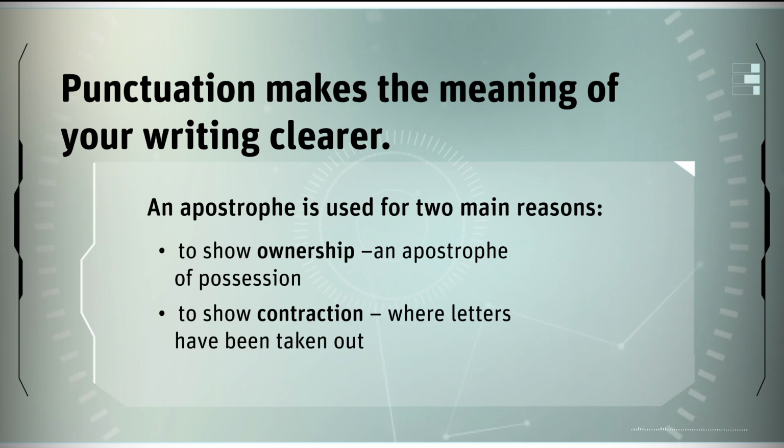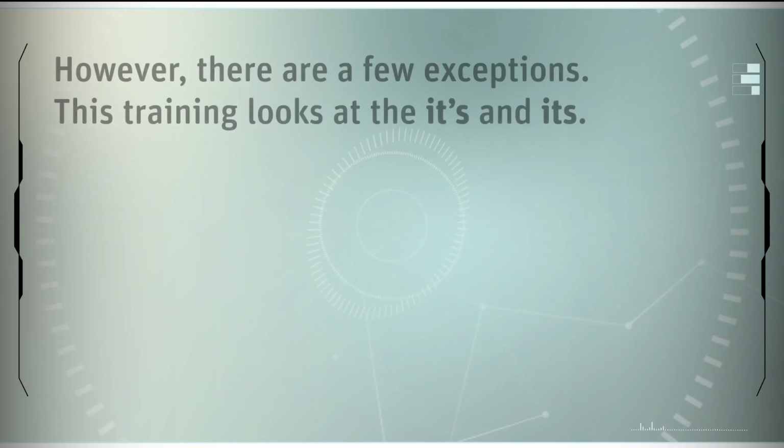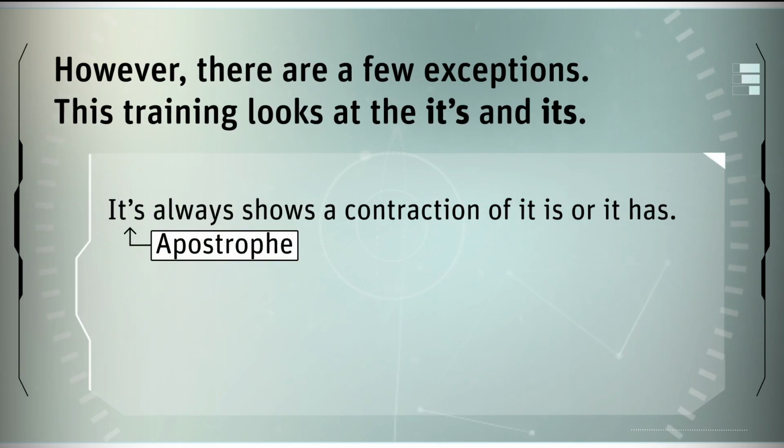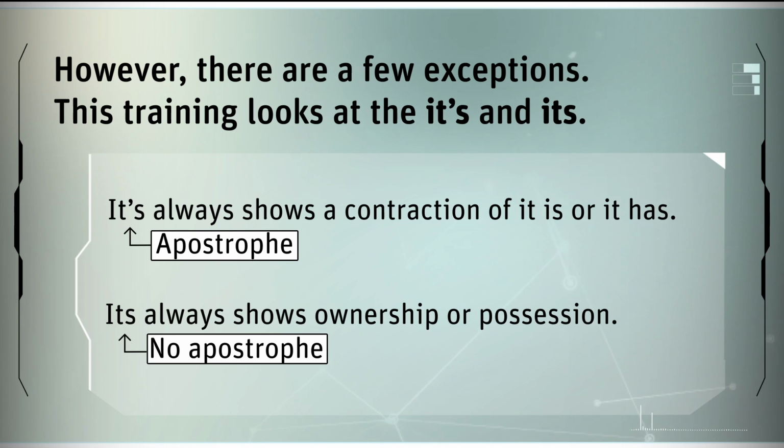There are some exceptional cases. This training looks at its and it's. It's with an apostrophe always means a contraction of it is or it has. Its without an apostrophe shows ownership or possession.